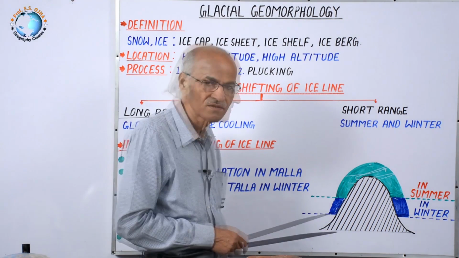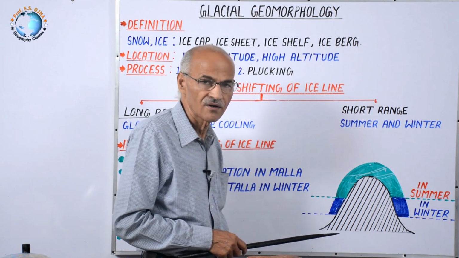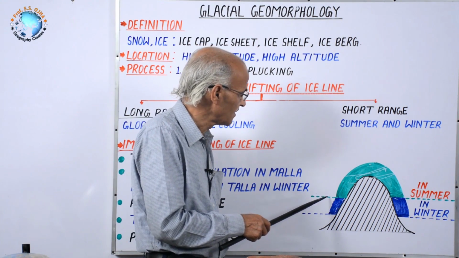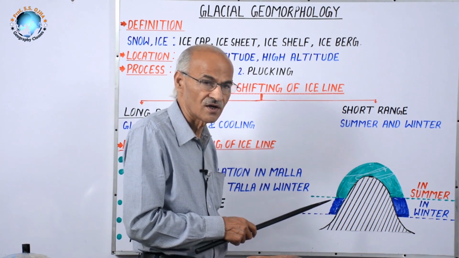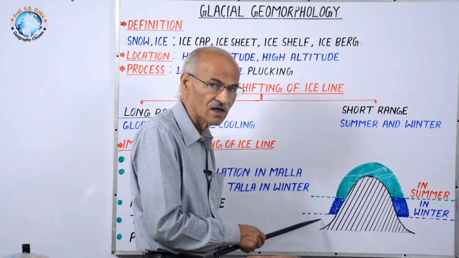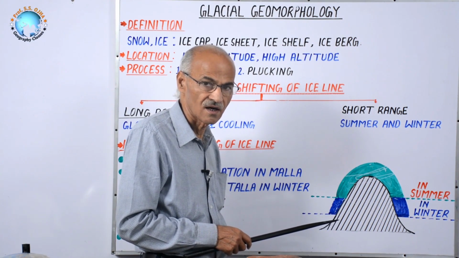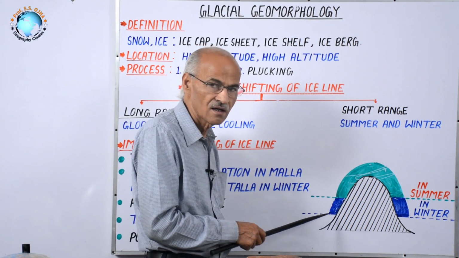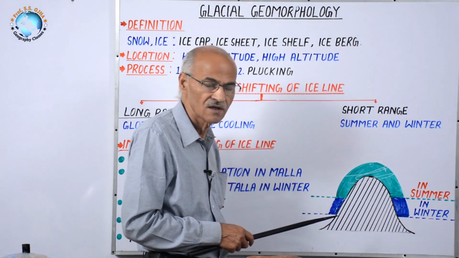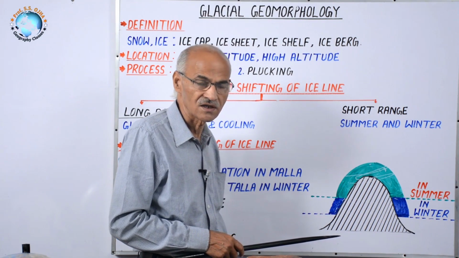When winter falls, or at the advent of winter, the ice line comes down and forces the pastoralists with their herds to come down. And because the ice line is here, they come down, and for themselves they again prepare a small settlement or hut that is called Talla. Now you can differentiate between Malla, meaning upper reaches settlement, and Talla, meaning lower reaches settlement.